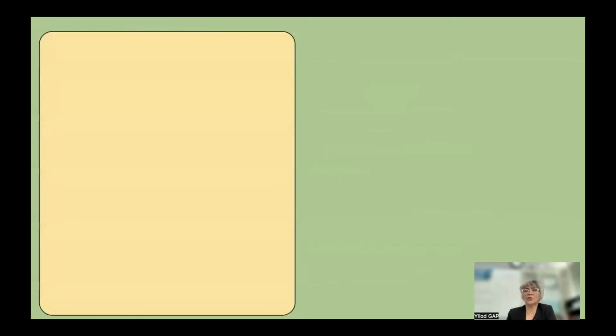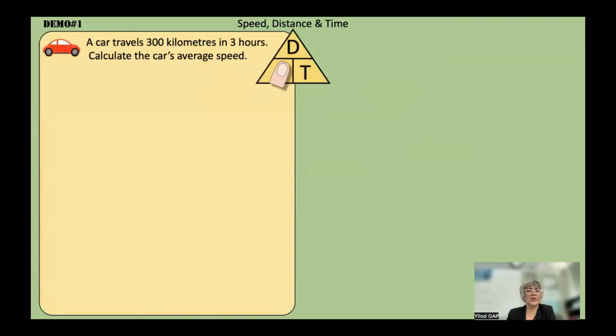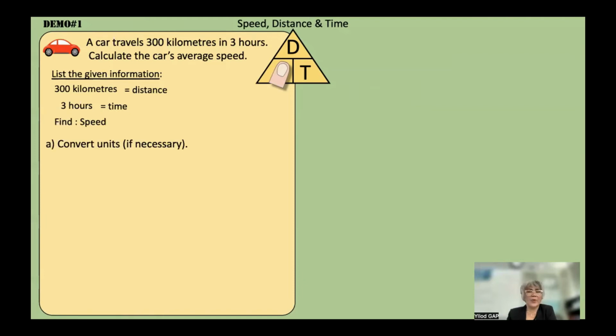So now let's go to some word problems. Demo number 1. So you still have that, and we're looking for the speed. So here, a car travels 300 kilometers in 3 hours. Calculate the average speed. So we have to list down the given information. 300 kilometers, the distance, and 3 hours is the time. We're looking for the speed. Now, we have to check, do we need to convert any of the units? Okay, so at this point, we don't need to.